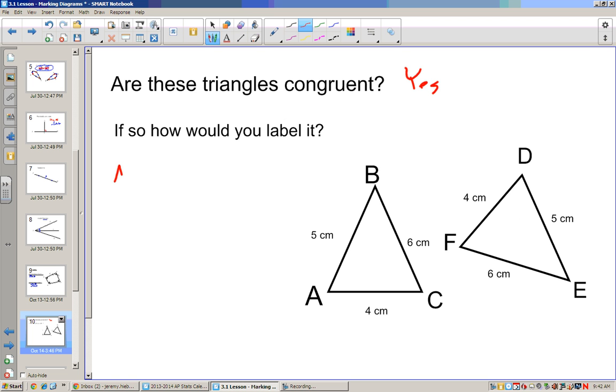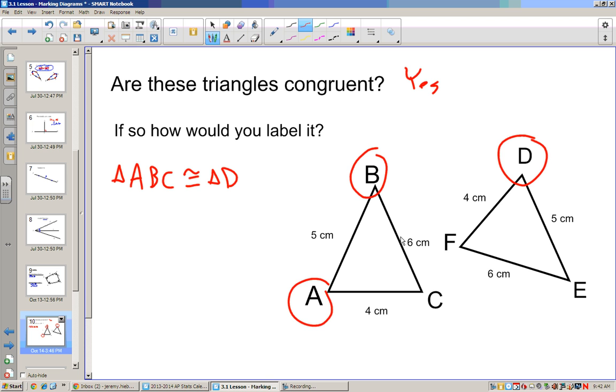Well, we could say triangle ABC is congruent to, well, what does A match up with over here? It's between the 4 and the 5, and that would match up with D. So that would be triangle D, and then B is between 5 and 6, which is E, and then F has to go in the middle. So that's how we label it. Hopefully that makes sense.